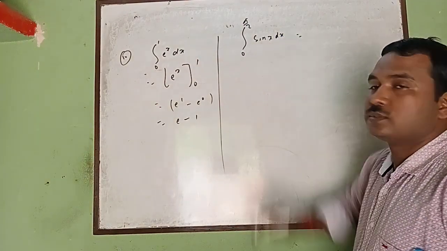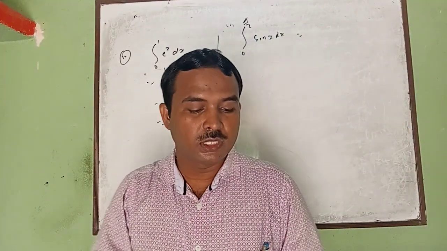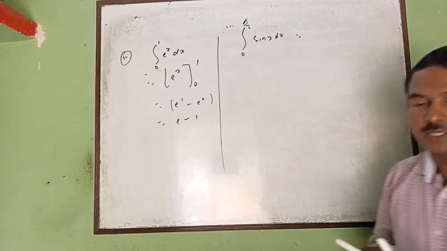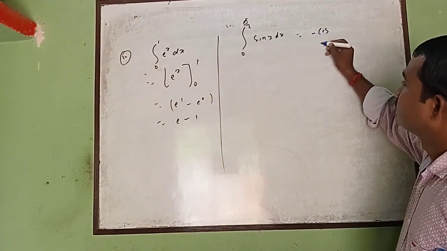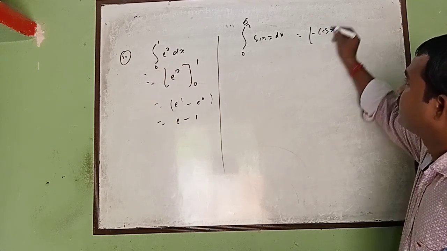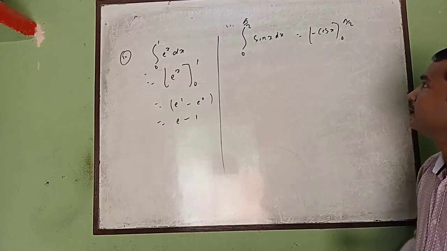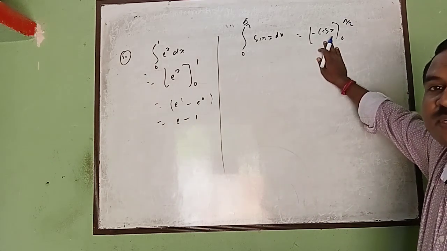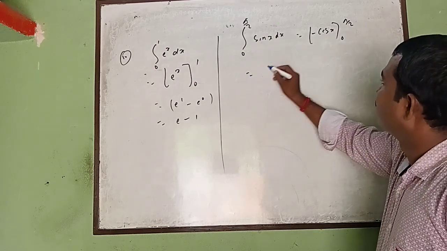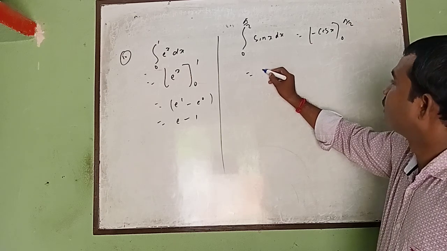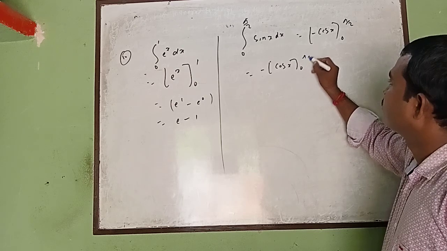So you will integrate this one, same process as you have done before in the questions. You know that the integration of sine is minus cos. So you will write minus cos x, and the limit is 0 to pi by 2. Now you will put the upper limit minus lower limit. You can take the minus common, so here will be cos x from 0 to pi by 2.